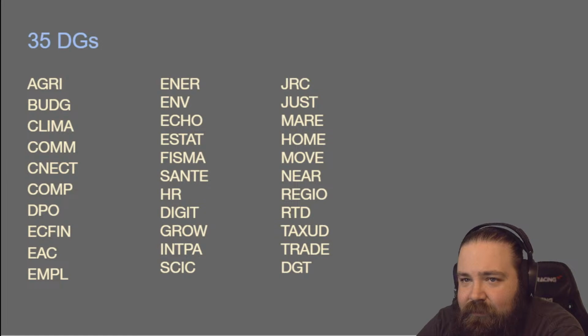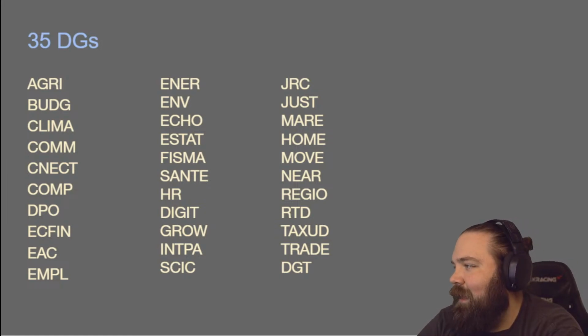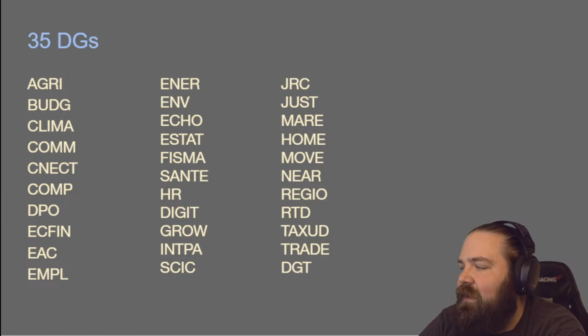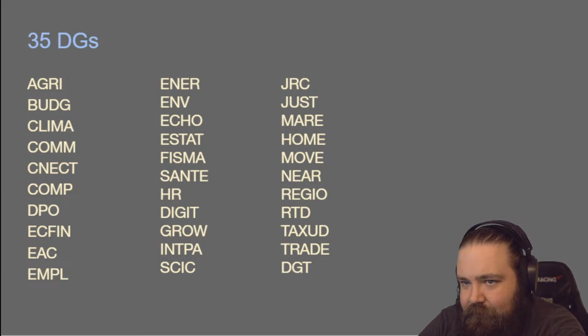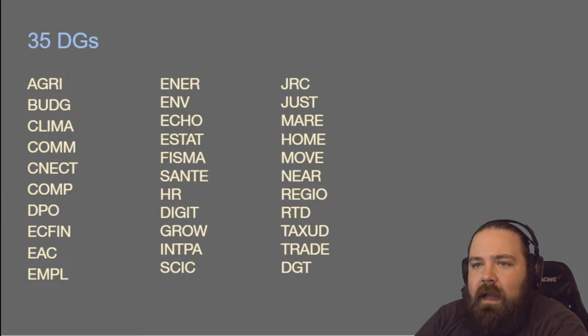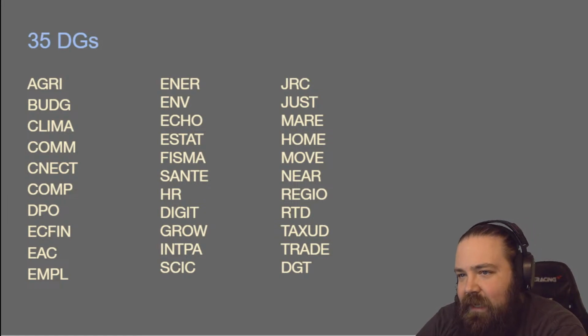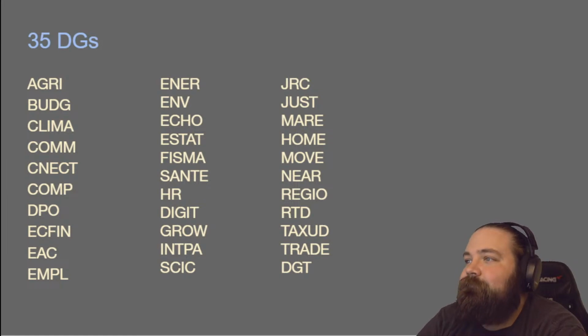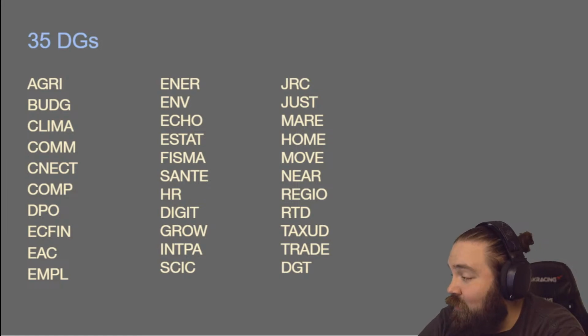FSMA is Financial Stability, Financial Services, and Capital Markets Union, right? That would be like the Federal Exchange Commission and the Securities Exchange Commission rolled into one. They're responsible for European financial markets. Santé is Health and Food Safety. Important. HR is Human Resources and Security. They're the HR people within the EU. When you're dealing with 32,000 bureaucrats, you need a pretty good HR department.